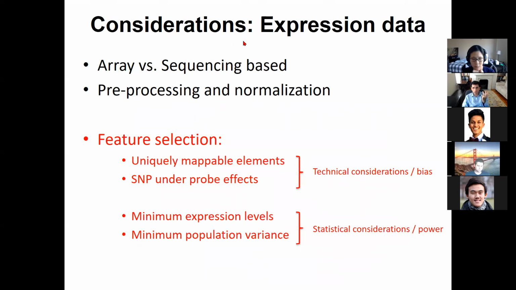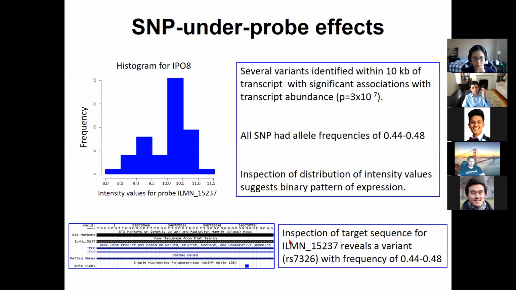So there's many considerations. First of all, how do you measure expression? You can use a microarray, or you can use RNA sequencing. How do you pre-process? How do you normalize? How do you select specific features? Do you only use uniquely mappable elements? Do you look for SNPs that might be disrupting the probes themselves in your microarray, and therefore, that array will no longer be binding in the first place? And these are technical considerations and all kinds of biases. And then there's also statistical considerations about power, namely, what is the minimum expression level that you're going to be looking at? What is the minimum population variance that you're going to be looking at?